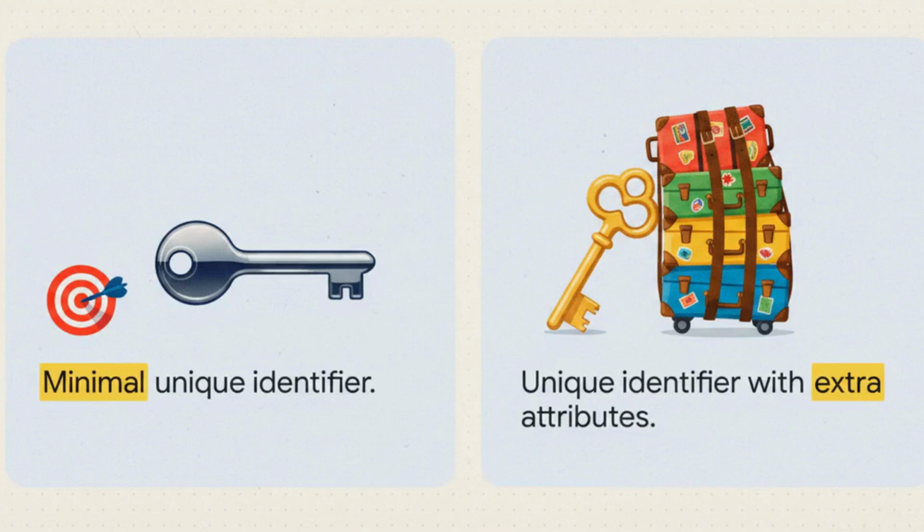And this creates a really fascinating hierarchy in database management. A candidate key is your minimal unique identifier. It's lean. A super key, on the other hand, is a unique identifier that might be carrying some extra baggage. Because of this, all candidate keys are technically super keys. They do get the job done. But not all super keys are candidate keys, simply because they might have those unnecessary extra attributes tagging along.